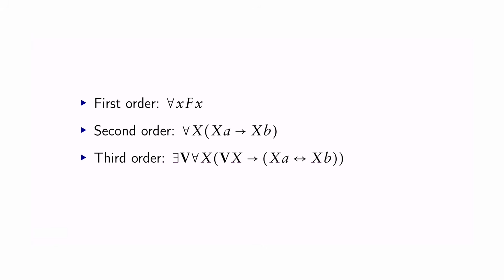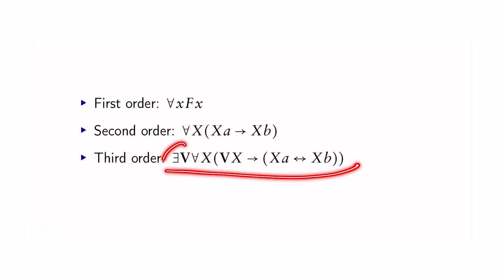Go up another level, we're now talking about third order logic and we're talking about properties of properties. So things like red is a colour. I'm applying a property, being a colour, to a property, being red. Red is a colour. So a sentence like this, here we've got a third order quantifier. This is a property of properties.